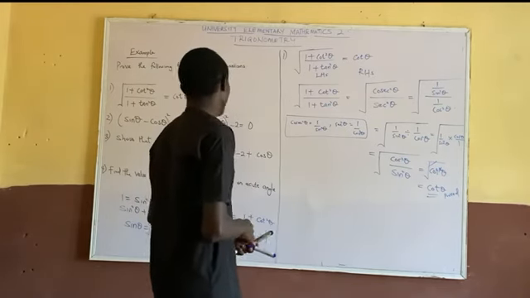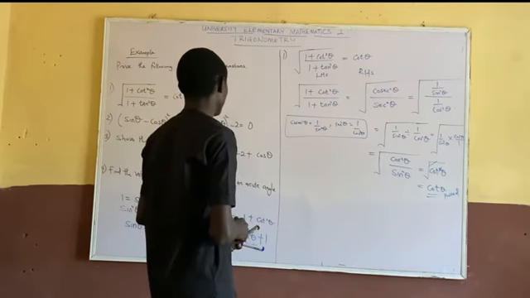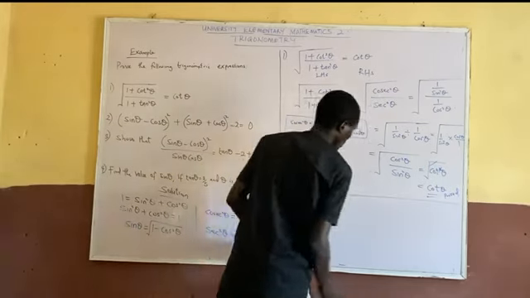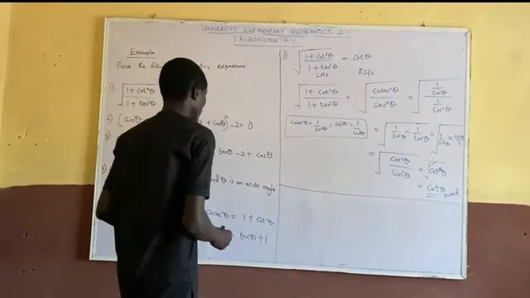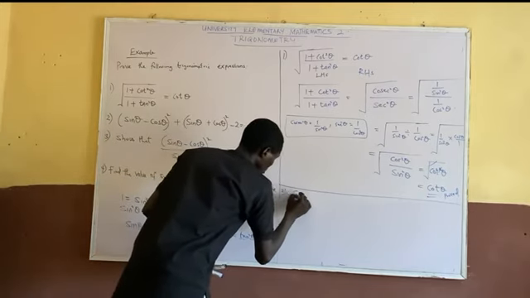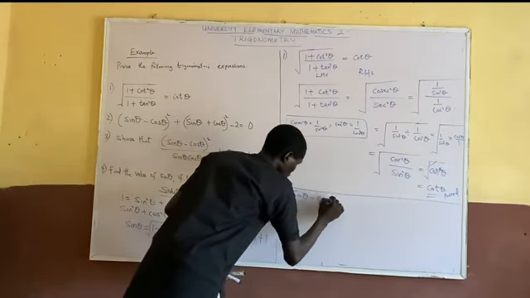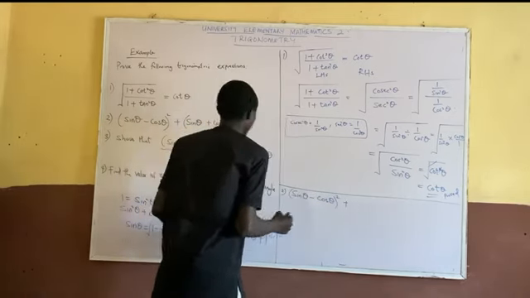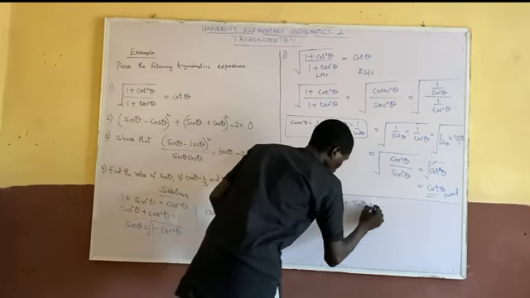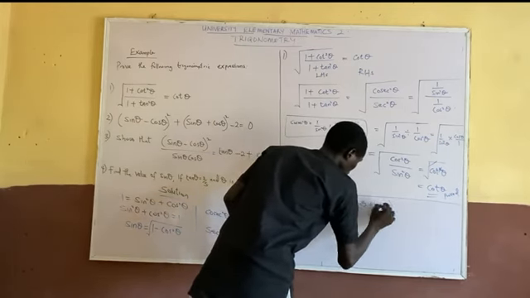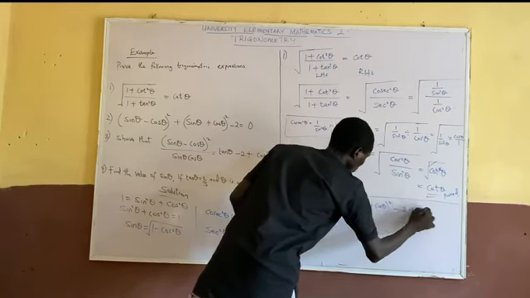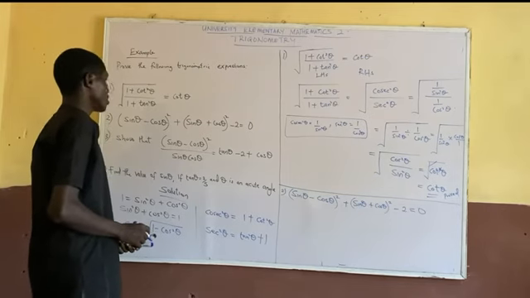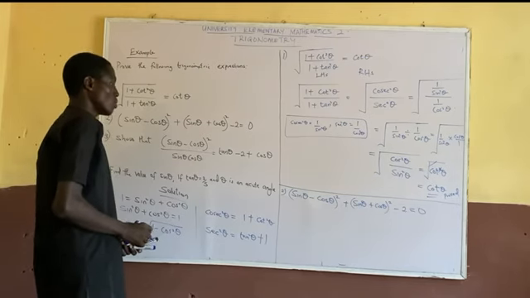So now let's go into the second one. Let's try and do this one. The question says: sin theta minus cos theta, all squared, plus sin theta plus cos theta, all squared, minus 2, is equal to 0. This is the question they give here.